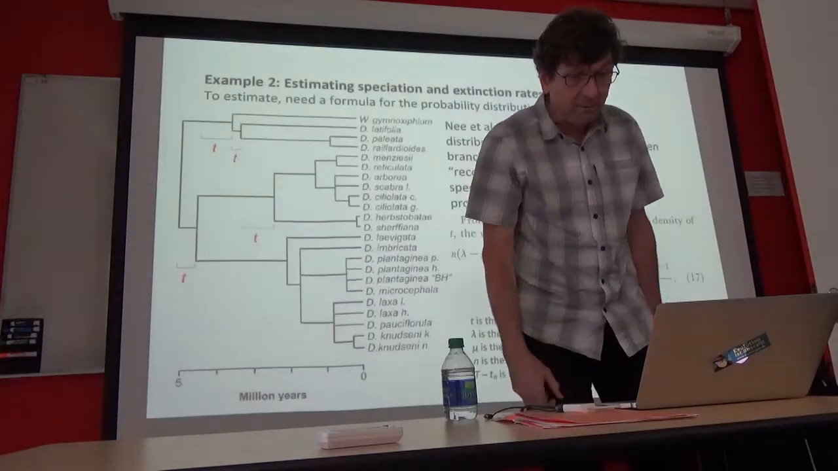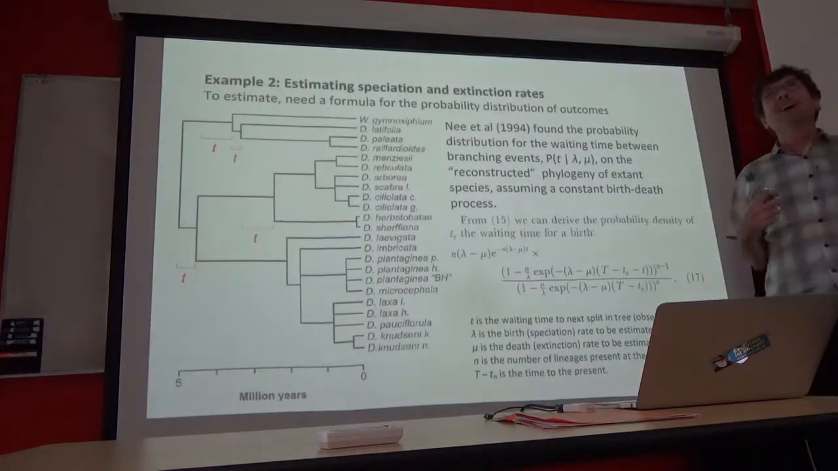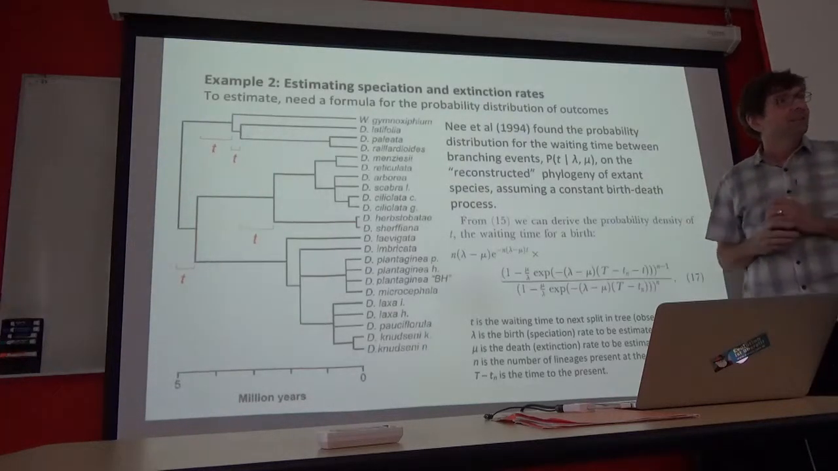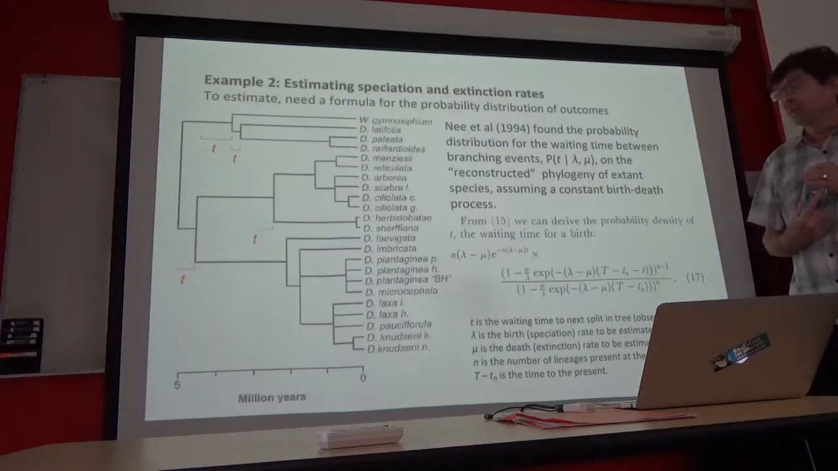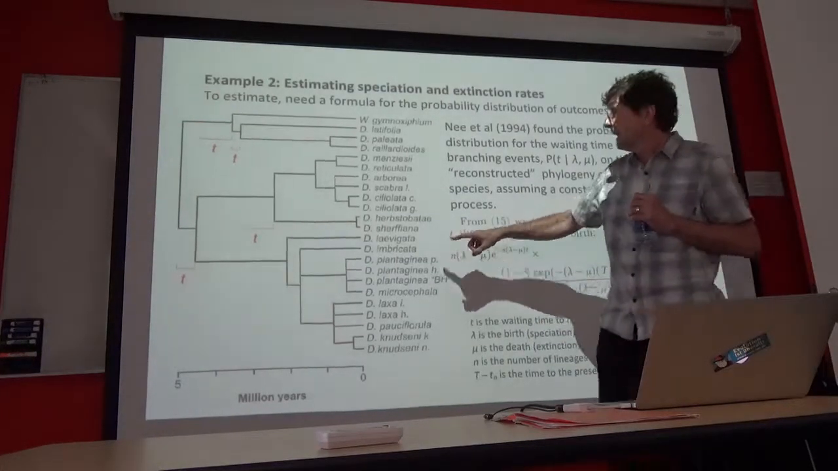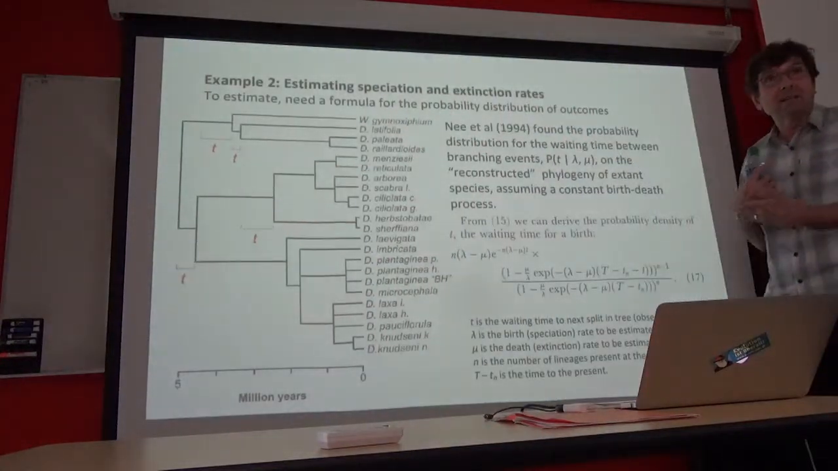Now all I had to do was plug a formula into R, and it looks like this. And you just think, oh my god, I could never do that. But my point is, you don't have to. You can plug this into R. If I can do it, you can do it. As long as you understand that this is the probability distribution for T, the waiting time between speciation events, then you can do exactly what I did here.